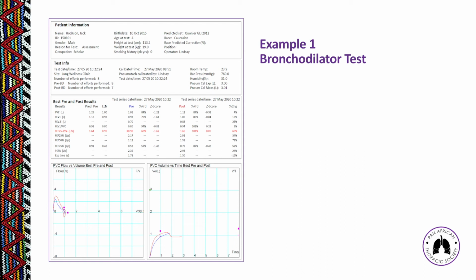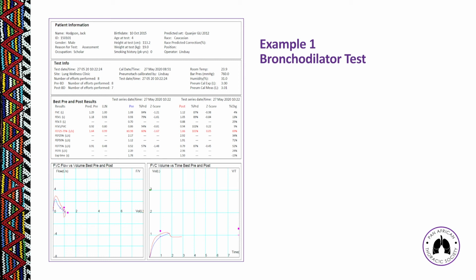The FEV1 pre is an actual value of 0.93, and after the bronchodilator, it's 1.05. This is a difference of 120 mils and 13%. So would this be a positive or negative test result? Let's look at the age of the child. So the child is 4 years old. That means that they've got more than 12% change pre and post bronchodilator. So this would be a positive bronchodilator response.